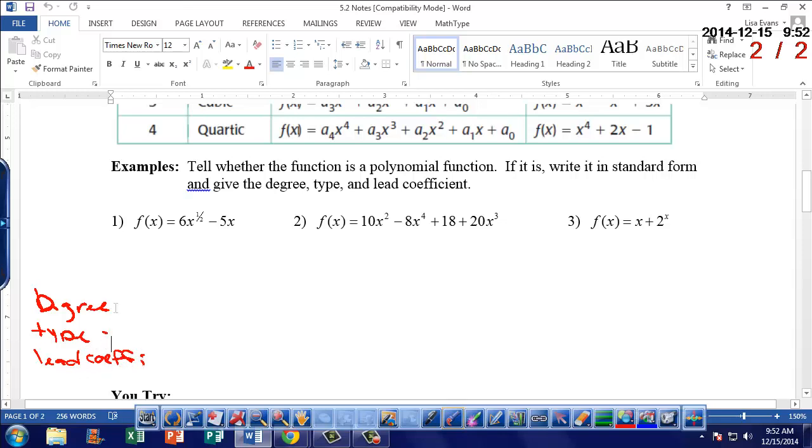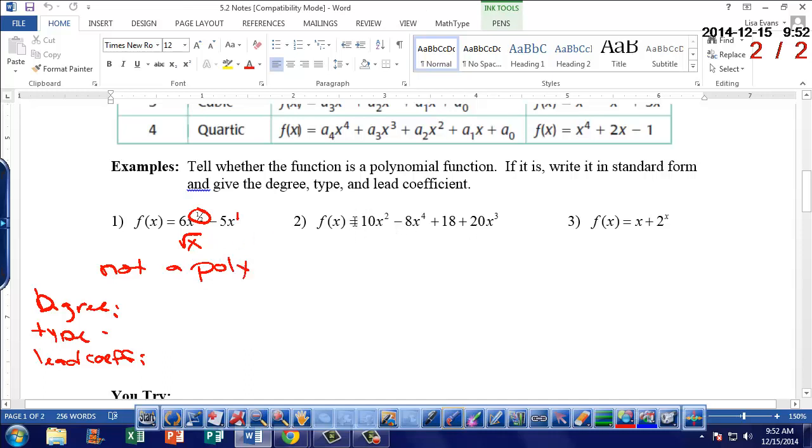The first one, I want you to look at this. We have exponent of a half and we have exponent of 1. Now a half, another way to write that is the square root of x. So because of this, this is actually not a polynomial. The exponent is not a whole number.